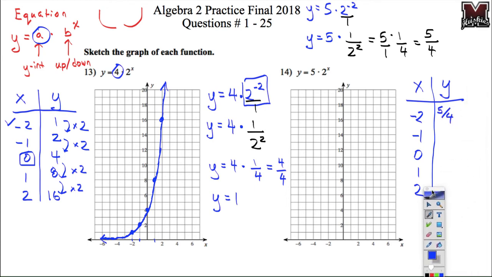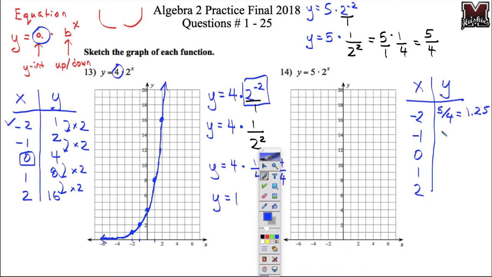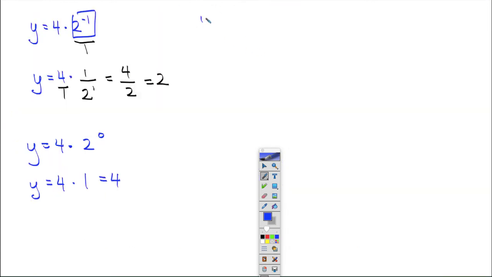And if it helps you to graph this, which it might, this is the same thing as 1.25. You can do long division to figure that out if you need to. I just happen to know it off the top of my head. Okay, we need to plug in negative 1. So I ran out of room, so I'm going to go onto that scratch sheet. So it's going to be 5 times 2 to the power of negative 1. So y is equal to 5 times 2 to the power of negative 1.